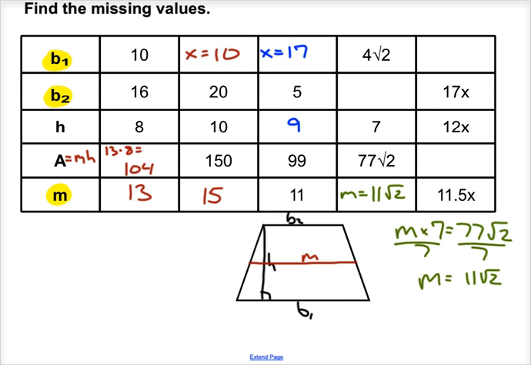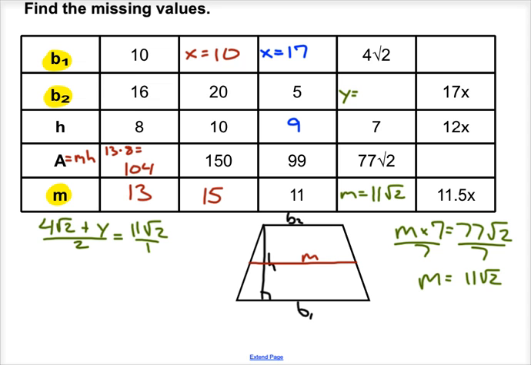Well, now that I know the median and I know base 1, I can try to figure out base 2. So if I just call this value y, I know if I find the average of the bases, so base 1, 4 square roots of 2, plus base 2, which I'm calling y, divided by 2, all has to equal the median, which is 11 square roots of 2.